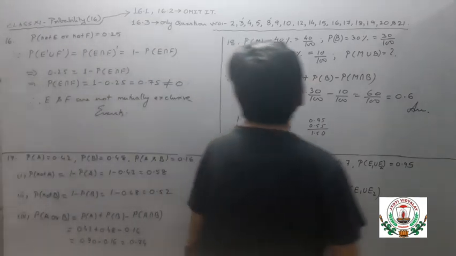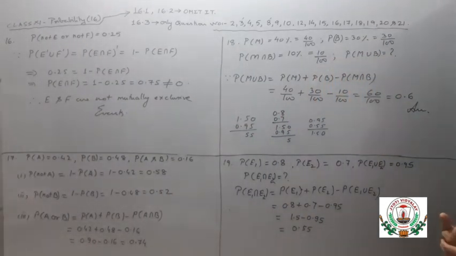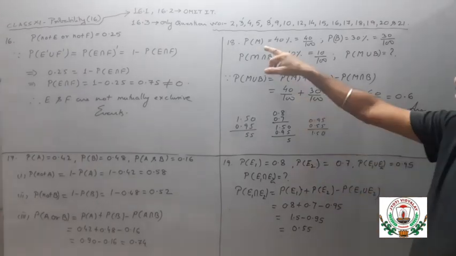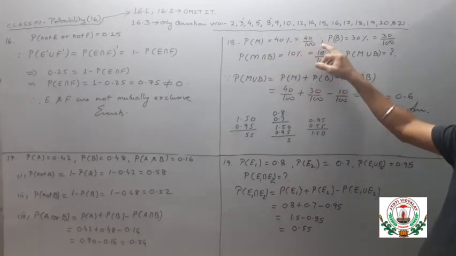Question number 18. It is given that the probability for the mathematics subject is 40%, so 40 by 100.